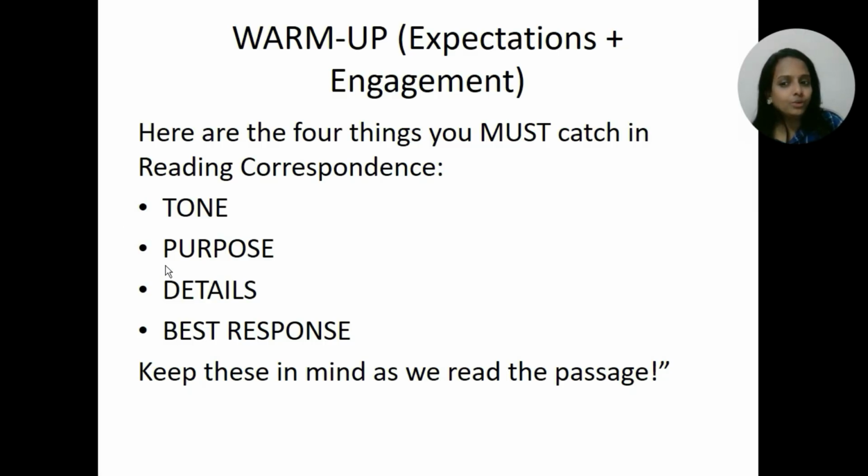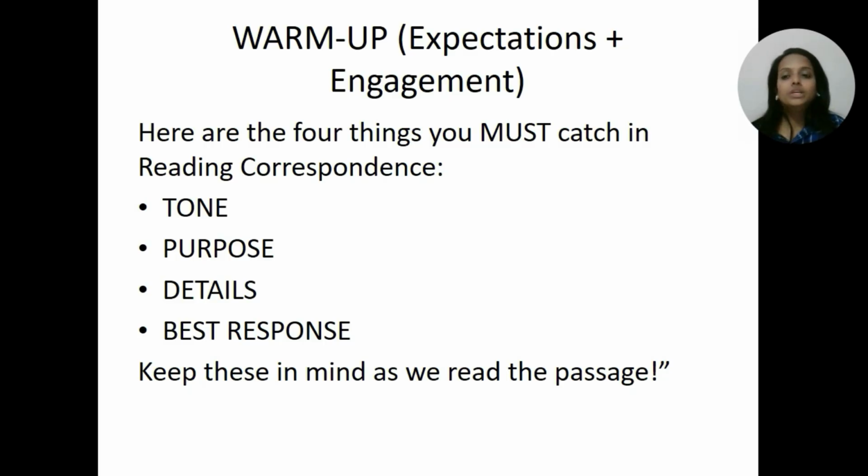And the second one is purpose. Purpose is why they wrote this message. Every email has a reason behind it, right? So your job is to understand the purpose. You have to ask yourself why this person is writing. Common purposes in CELPIP could be to request something, to complain, to apologize, to give information, to respond to a previous message, to confirm or cancel something, and sometimes to warn or remind.